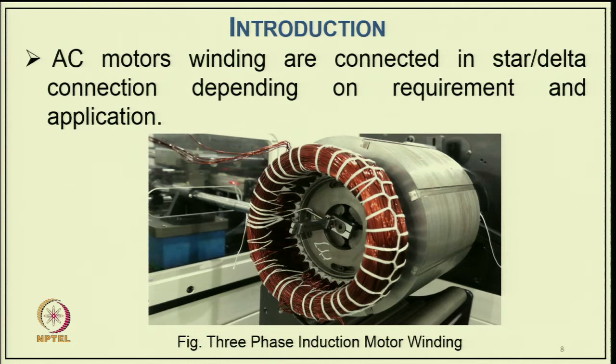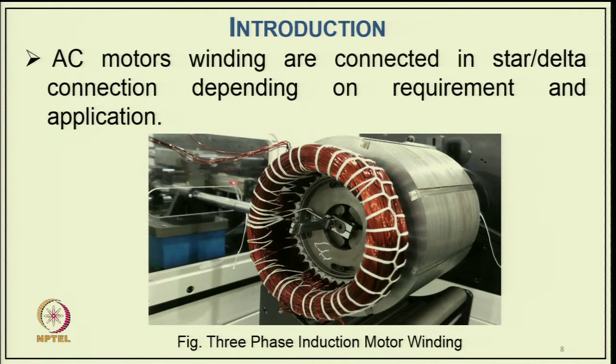Well, AC motor windings are connected in star or delta connection depending upon the requirement. In some cases, the AC motors which are driven by different inverters are normally connected in star. Those which are to be used with the star delta starter are typically finally connected in delta, but of course we start with the star connection and finally convert into the delta connection to run at full voltage.